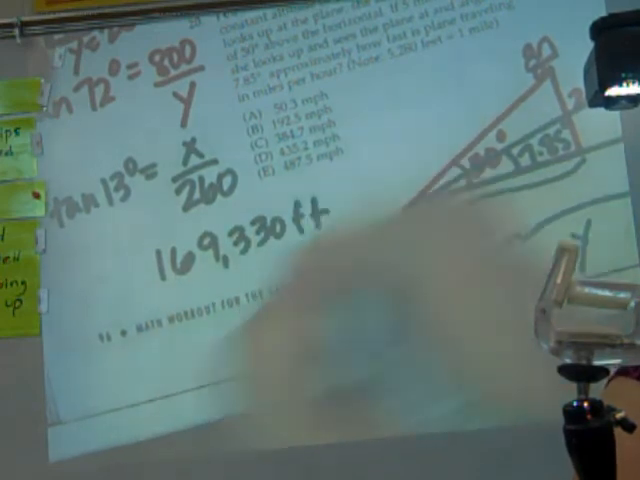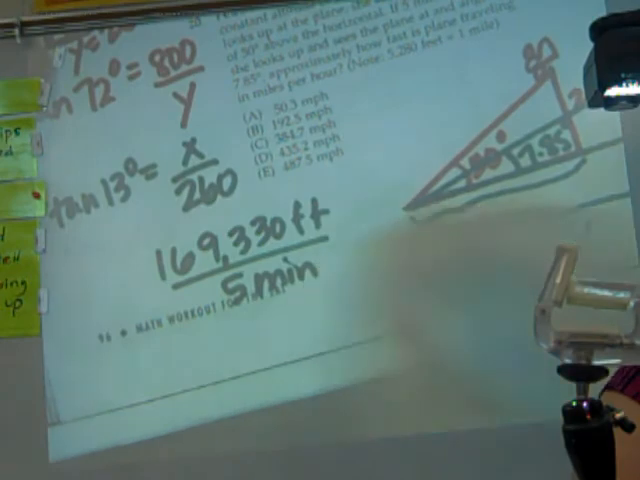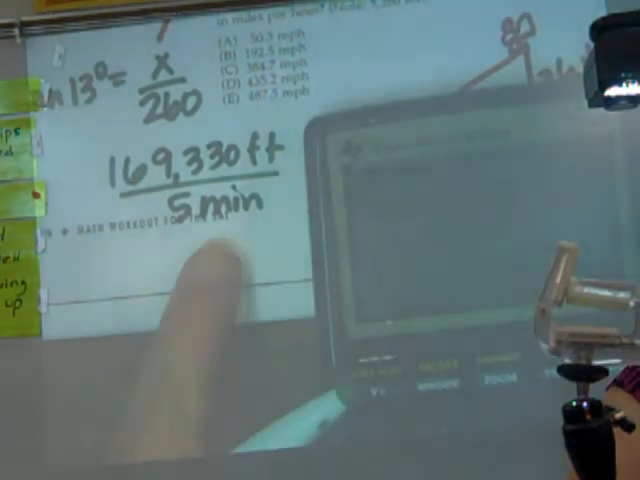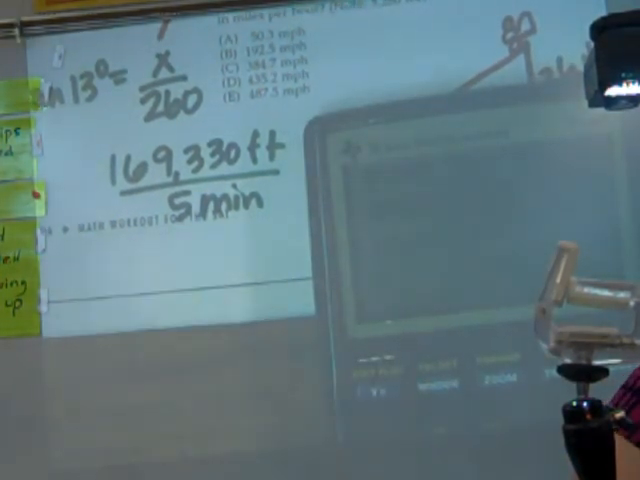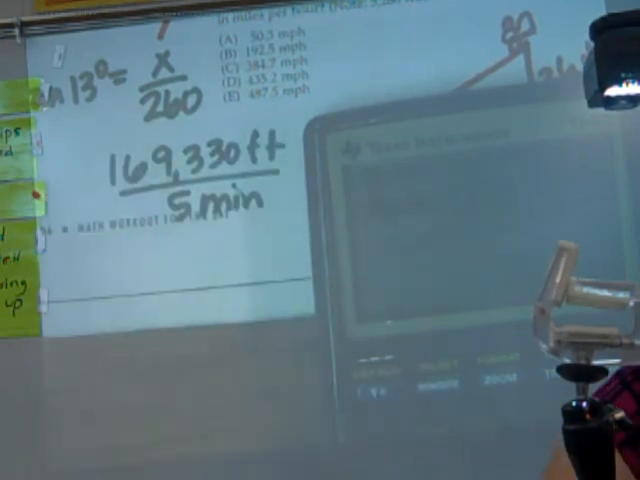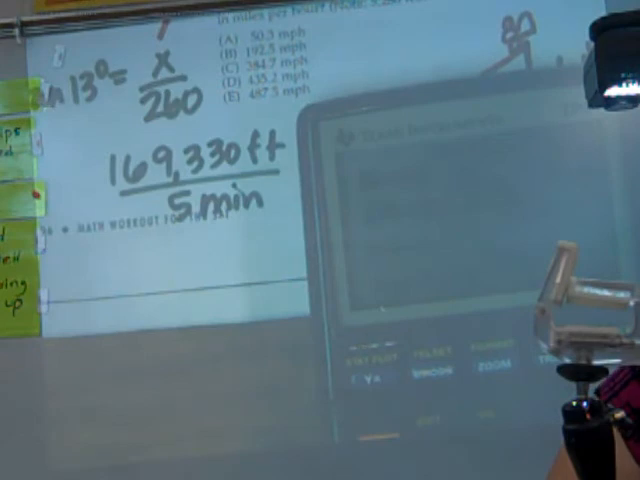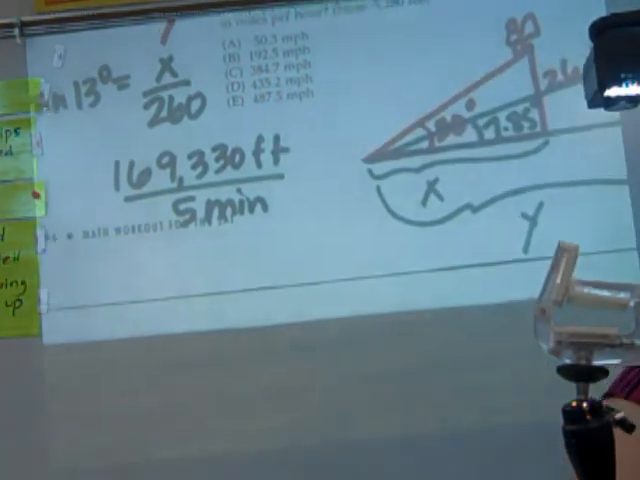169,330 feet in 5 minutes. So then you can change that to miles per hour, right? So there are 12 5-minute periods in an hour. So it's going to go this distance 12 times in an hour. So if you multiply by 12, that's how many feet it would go in an hour. And then if you divide by 5280 for how many feet are in a mile, it's about 384 point, I got 0.8, they've got 0.7, but pretty close.